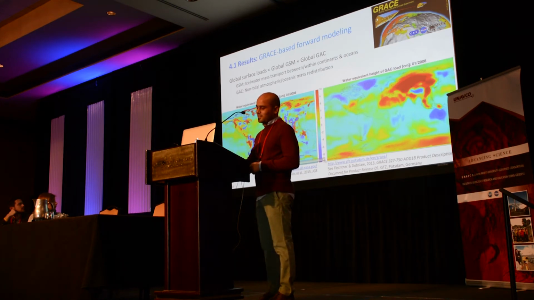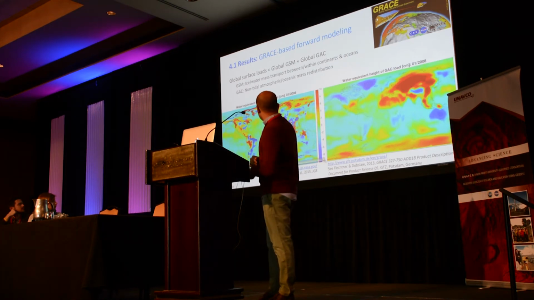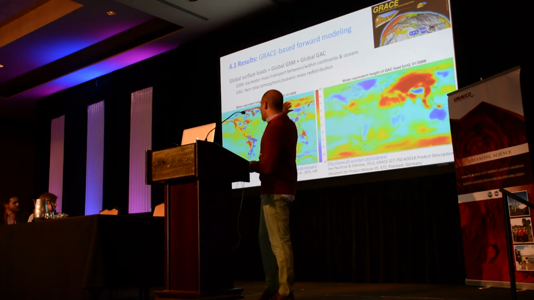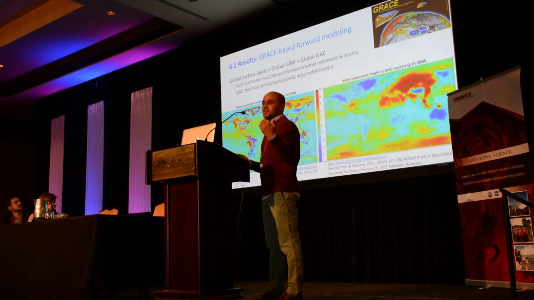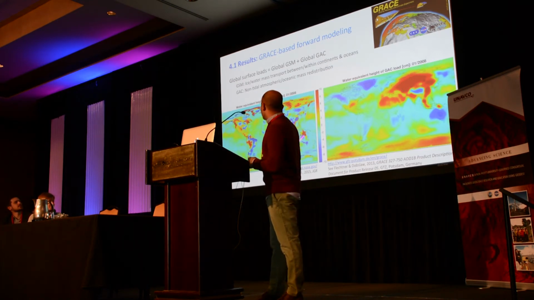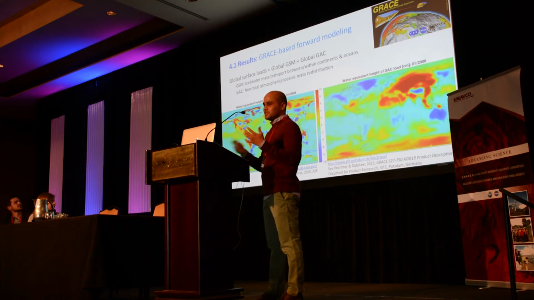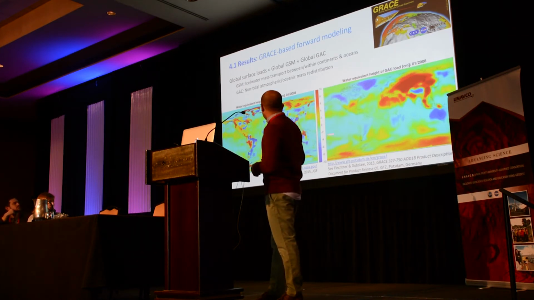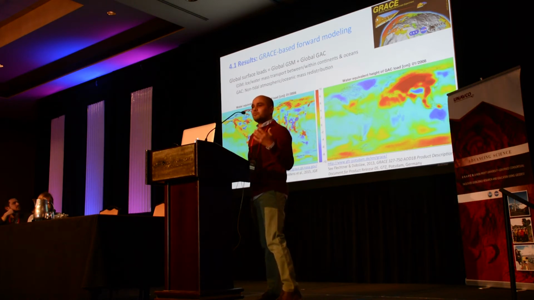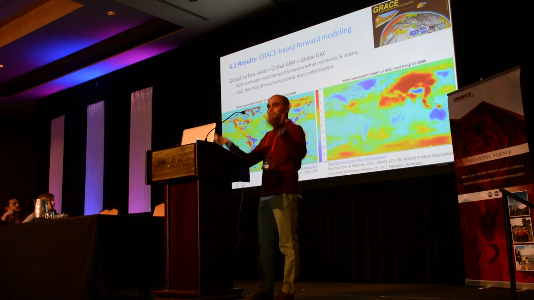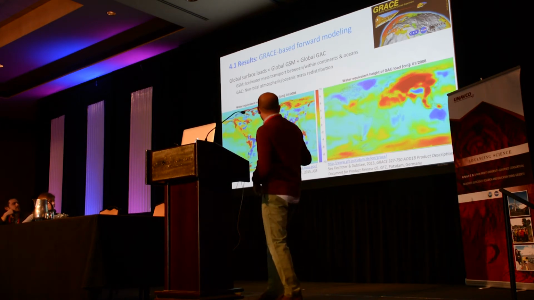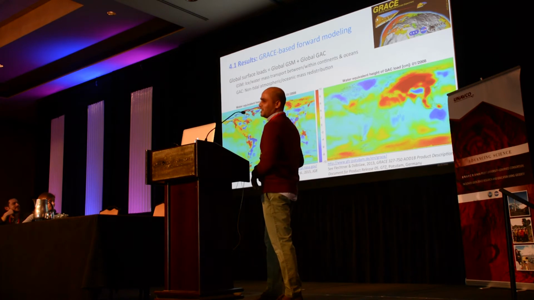I have an animation here, but for whatever reason, it's not playing. Anyway, this is not the main thing. So the whole point here is that GRACE provides us, at a monthly time interval, the global coverage of the mass distribution between the land and ocean. And we can also use the weather model-based complementary data products to account for the non-tidal mass transport between the atmosphere and land and ocean.